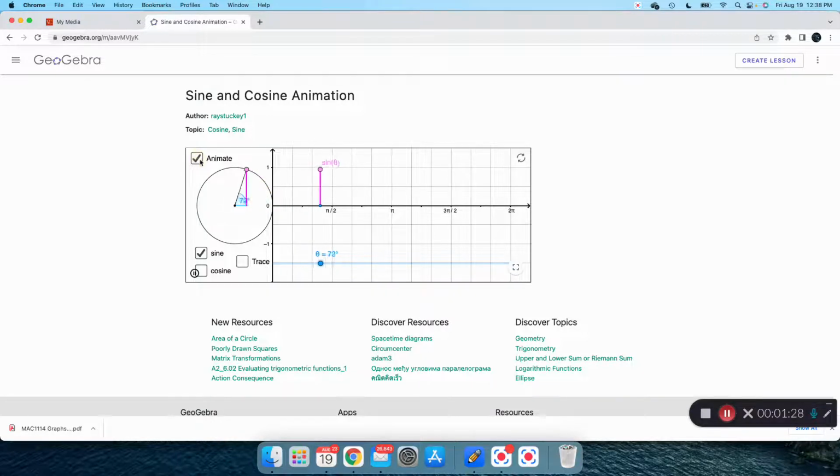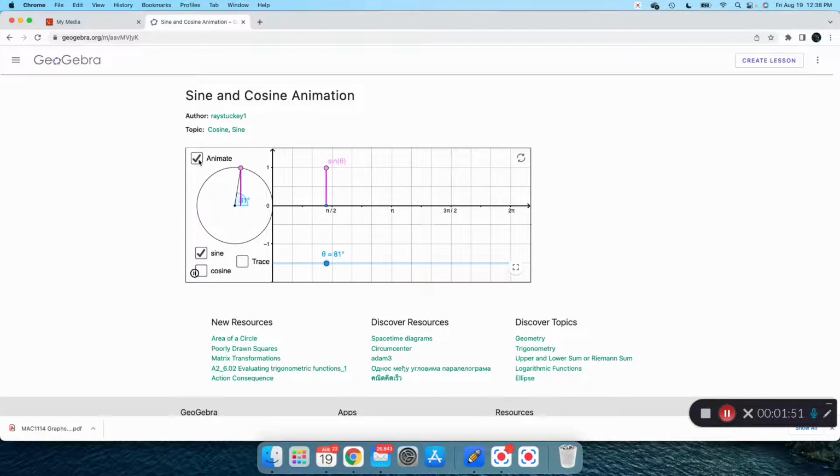If I allow that point to move around, that pink length is changing. So watch that pink length change. Now it's negative, it's getting bigger, it's getting smaller, it's back to 0. Now we're going backwards just for fun.